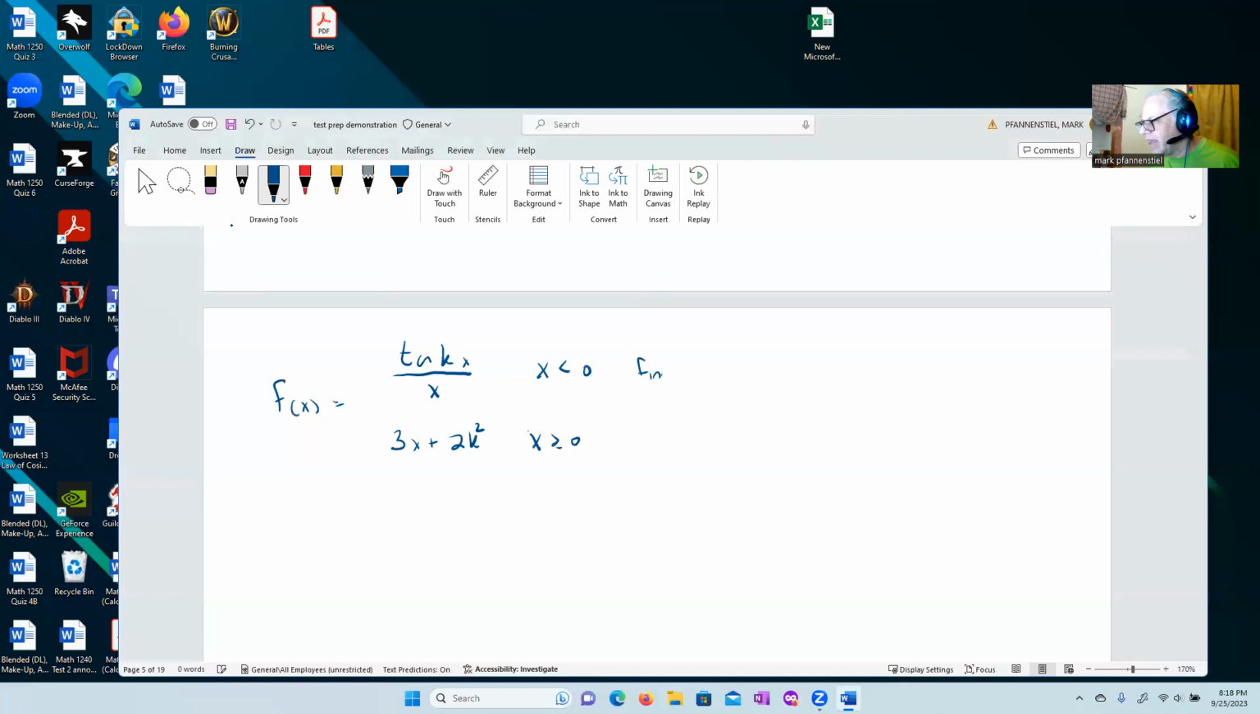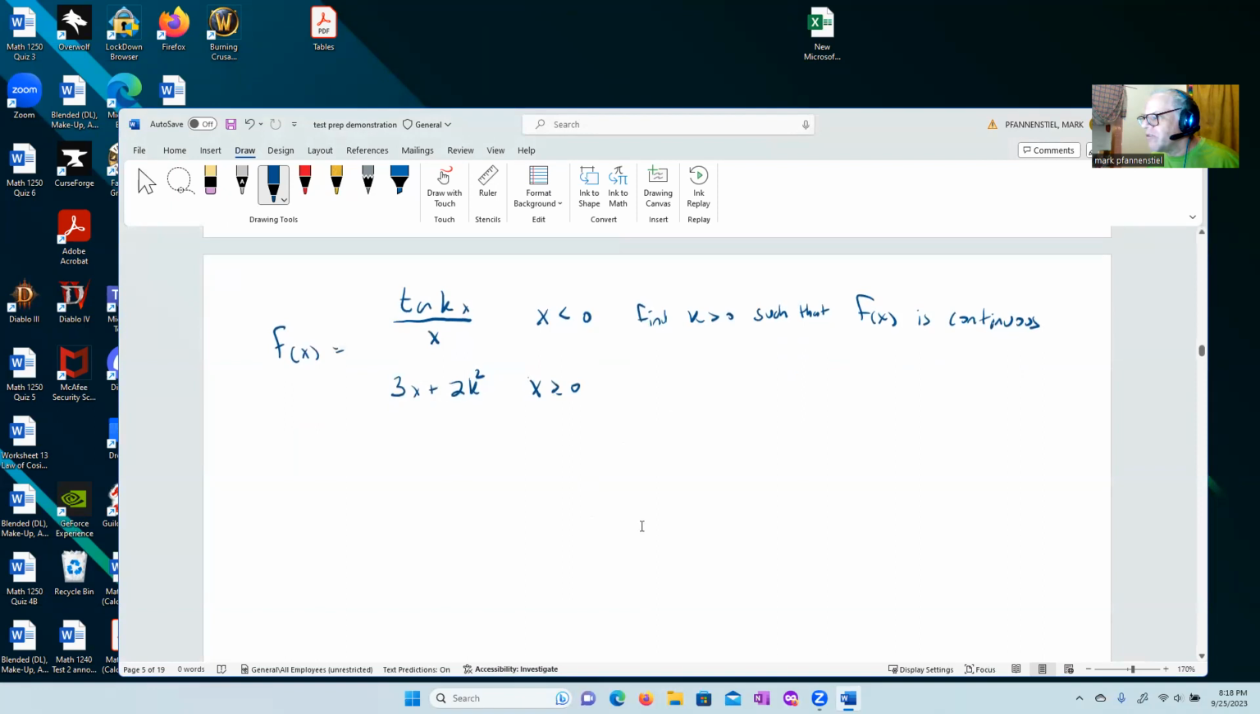So find k, not 0, such that f is continuous. Okay, so what we're going to do is take a limit as x gets close to 0 from the less than side. So we're just going to go through and do that.